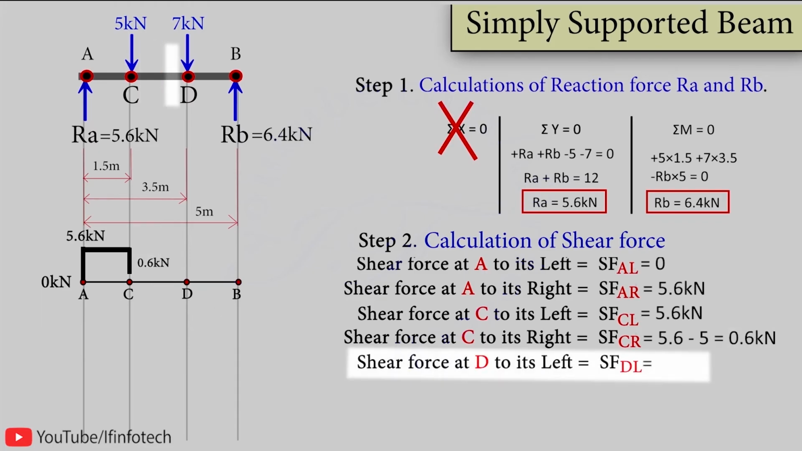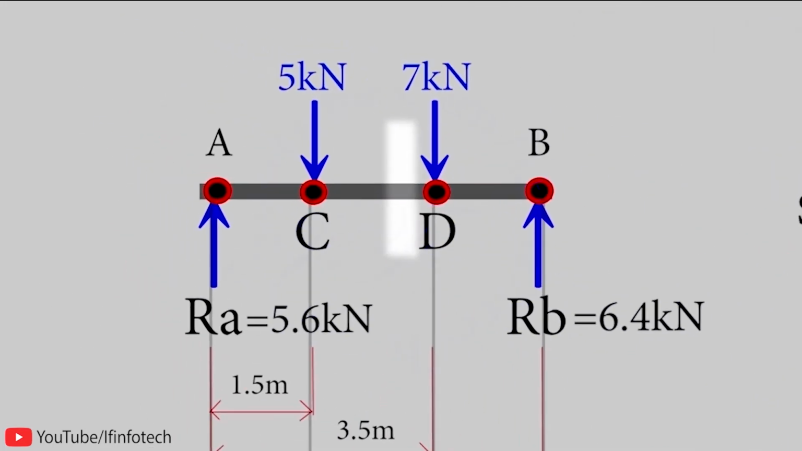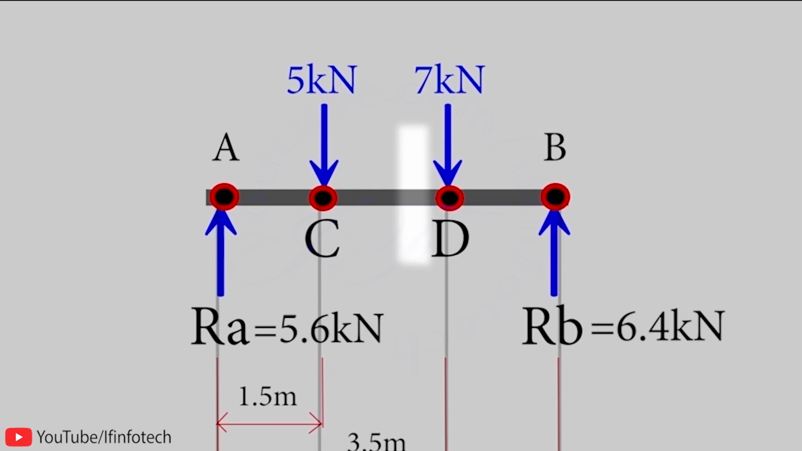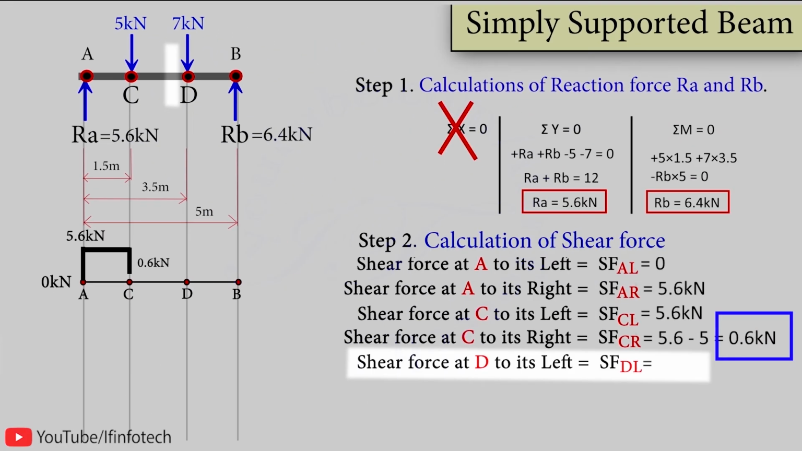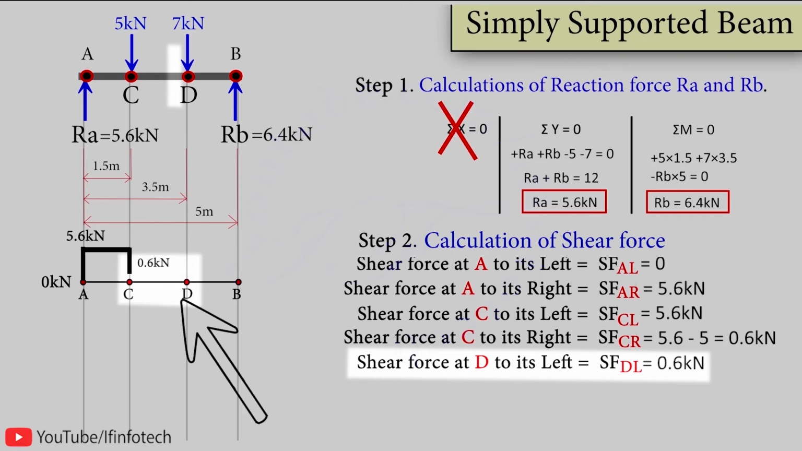Now when I am taking the section to the left of point D, that is shear force at D to the left, then there is no load on the beam between point C to point D to the left side. Therefore shear force remains constant, that is, shear force at point D to the left is equal to 0.6 kN. Now there is no variation in shear force value, so make a horizontal line with shear force value as 0.6 kN.